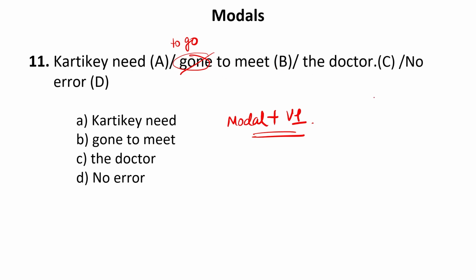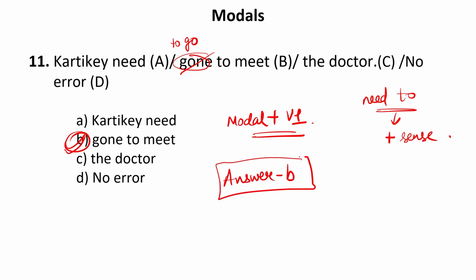Now whenever the word need is used, it can be followed by to if it is used in a positive sense. If the sentence is positive, we can use to. But after need not, we cannot use to. Now let us move to the next one. Here our answer will be B part. B part contains the error.